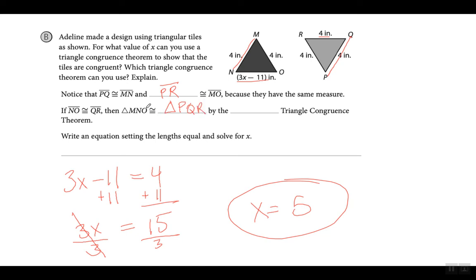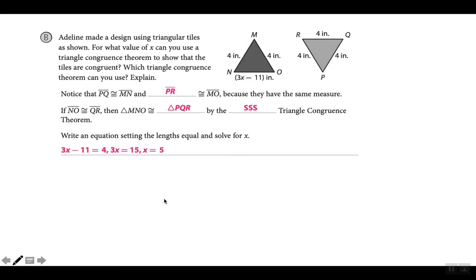Estoy siguiendo el orden alfabético. By the Side-Side-Side triangle congruence theorem. Por lado. Write an equation setting the lengths equal and solve for x, which is what I did first. All right, let's go to the next example.